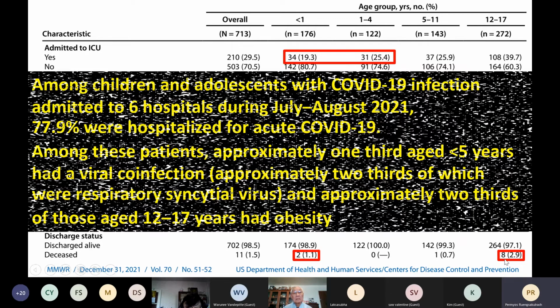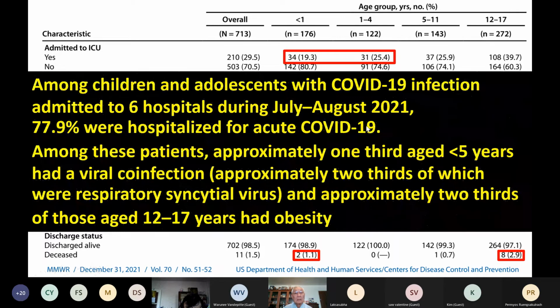And the conclusion is that among the children and adolescents with COVID-19 infection admitted in 6 hospitals, about 80% hospitalized with the COVID, because sometimes I think it's difficult to make them stay home and watch them at home for the kid.